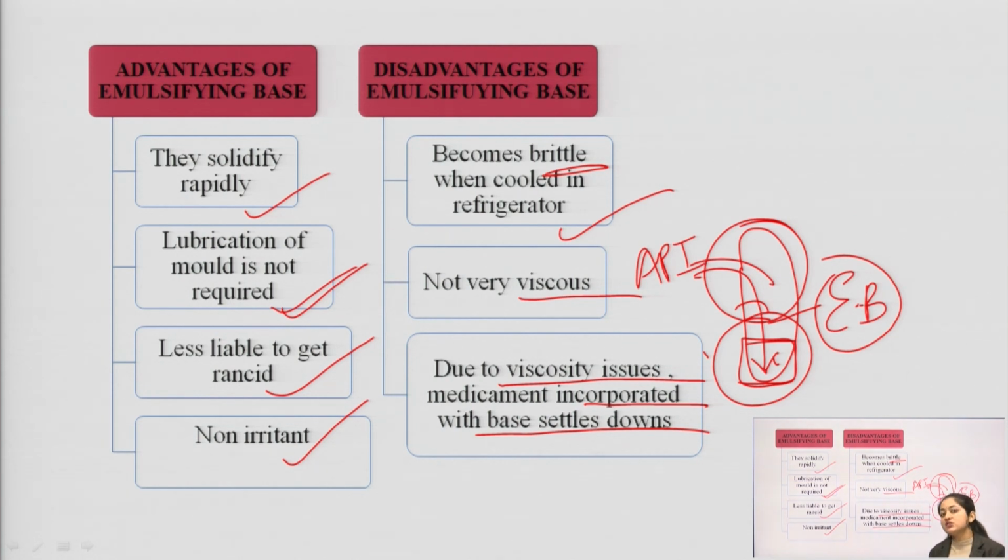However, we know that the major disadvantage of suppositories is that they leak out of the body as well. A certain amount definitely gets leaked out from the orifices. So, what may happen is that the part that leaks out from the orifices is nothing but the part that contains the major chunk of the API. So, it becomes very important that while using emulsifying bases, the viscosity is a major hindrance. So, these are some of the advantages and disadvantages of emulsifying bases.